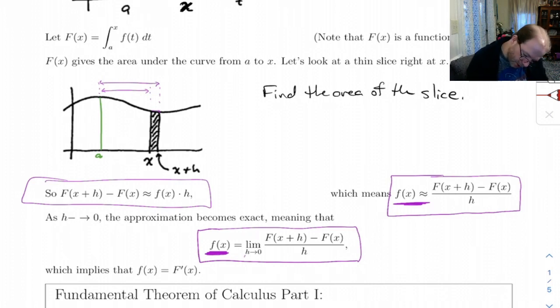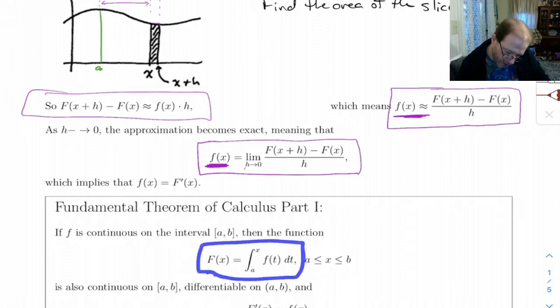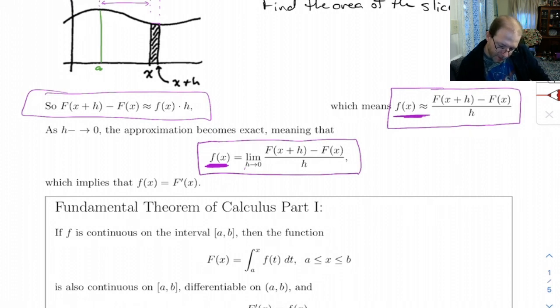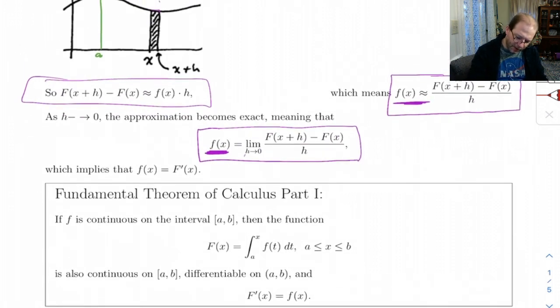And we can write this out by saying, essentially, that the derivative is the inverse process of the integral. We can write it out like this and say if f is continuous on the interval from a to b, then this function big F of x that we get from this is also continuous, and little f is the derivative of big F. So anyway, that's sort of a derivation of this part of the fundamental theorem.